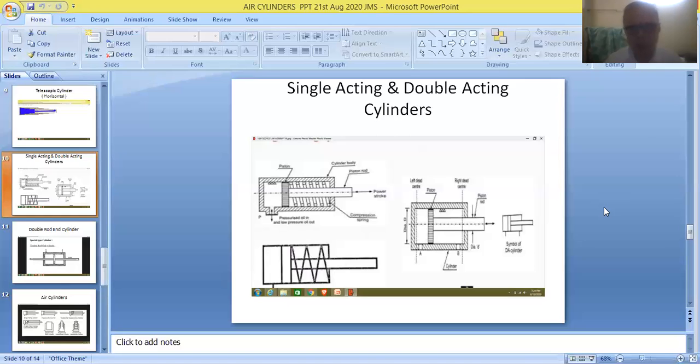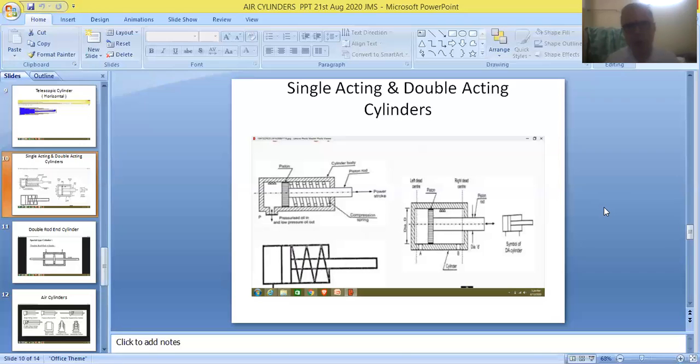In the case of a double acting cylinder, fluid will be entering from the left hand side of the piston and leaving from the right hand side of the piston for performing the forward stroke of the piston. Similarly, for performing the return stroke of the piston, fluid will be entering from the right hand side of the cylinder and leaving from the left hand side of the cylinder.